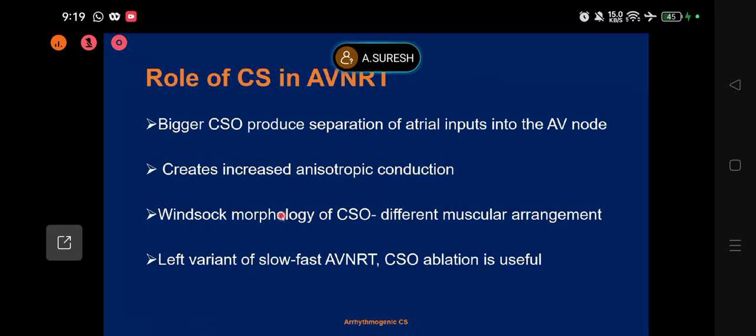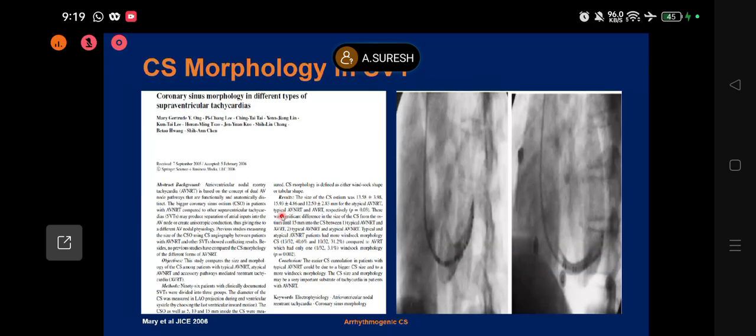And in the left variant of slow-fast AVNRT, CS-OS ablation was useful, and also in typical AVNRT, CS-OS ablation is useful. This is a paper published in JAIS by Mary et al. It was seen that the coronary sinus os was very much dilated in AVNRT, and more so in typical AVNRT than in atypical AVNRT, whereas AVRT patients had a tubular coronary sinus.